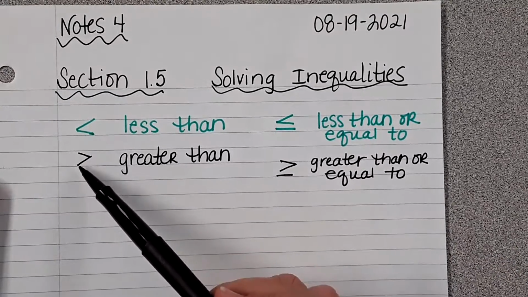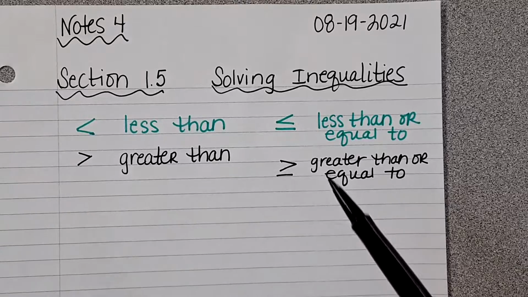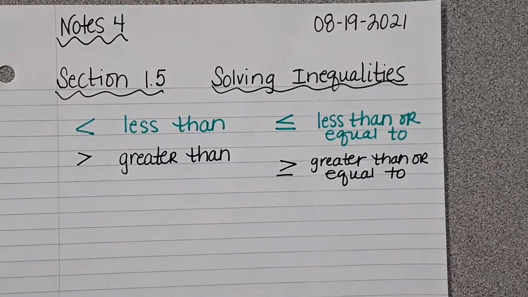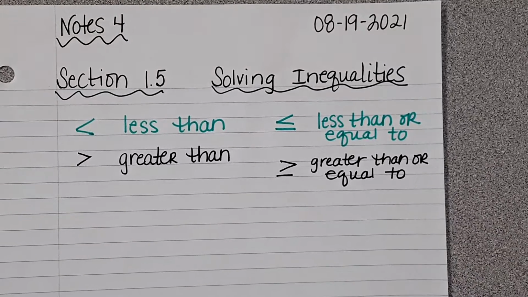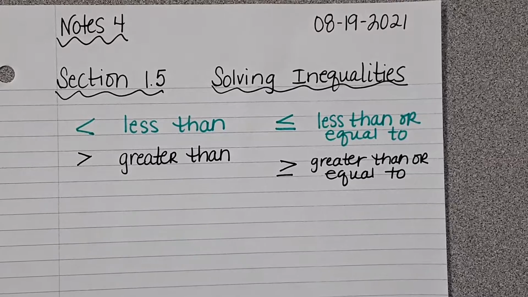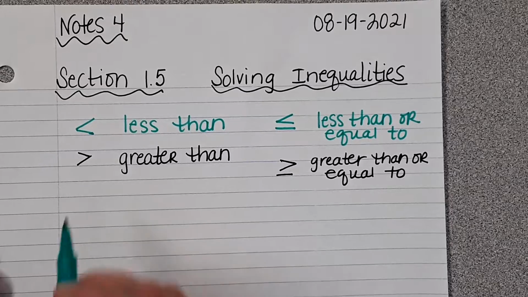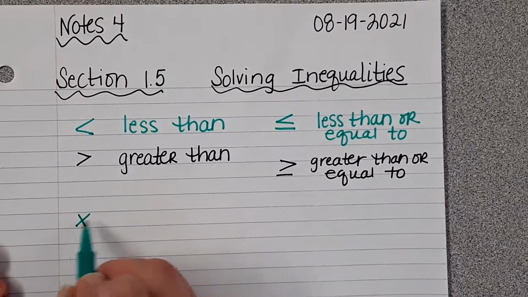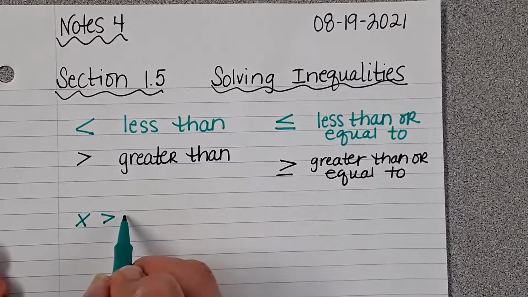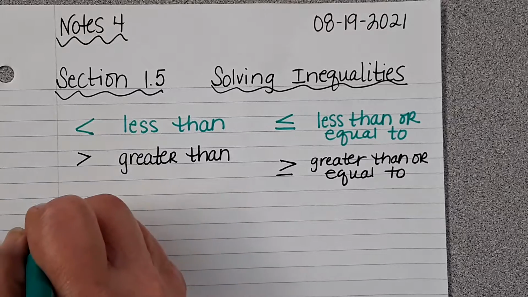Notice that these don't have lines, these do. So what really matters is when you go to graph it and what your solution is. So what we're going to do is I'm going to give you an inequality, and we're going to graph it and talk about it. Okay, so if I give you x is greater than 3, and I say graph this.